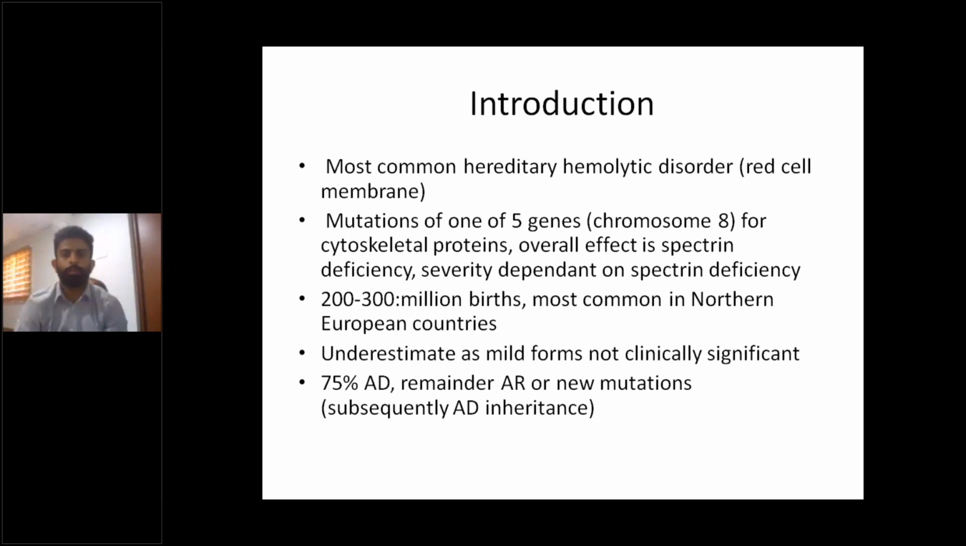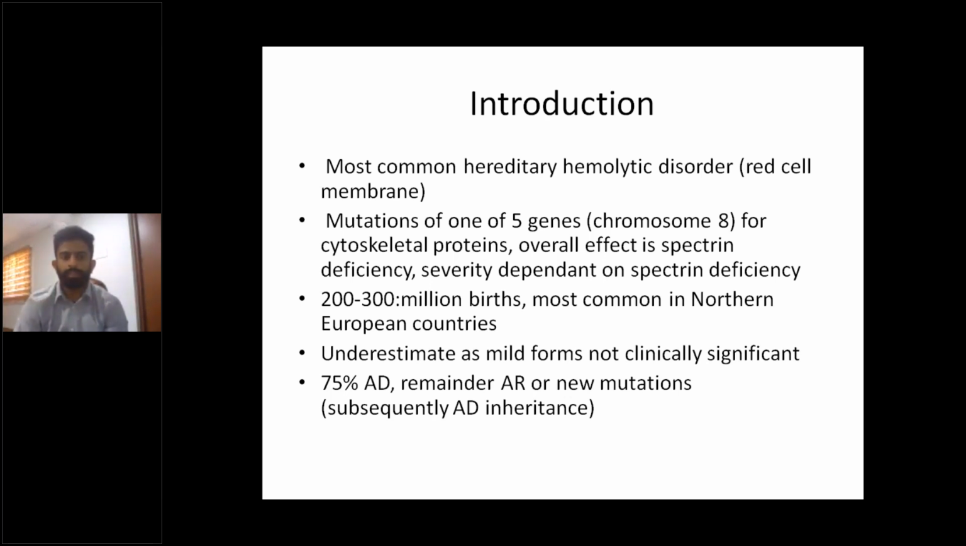That depends on the amount of spectrin deficiency. If ankyrin or other genes like protein 4.2 or band 3 are involved, then there will be a much less severe form of HS. The incidence is 200 to 300 per million births. It's most common in northern European countries. It is underestimated, as mild forms are not clinically significant, so they are not usually taken into consideration.